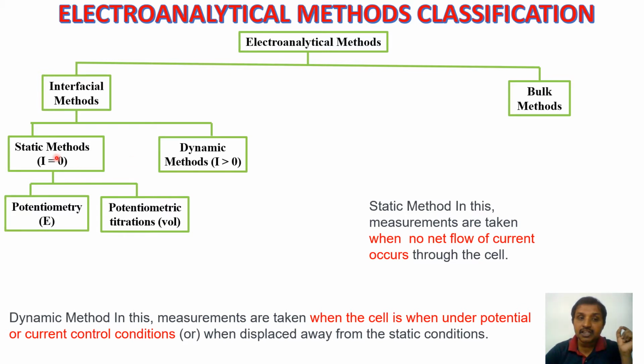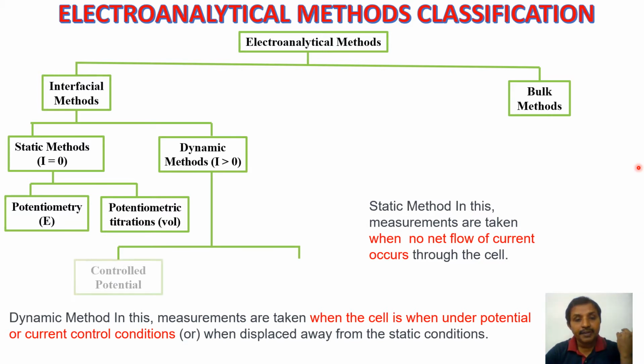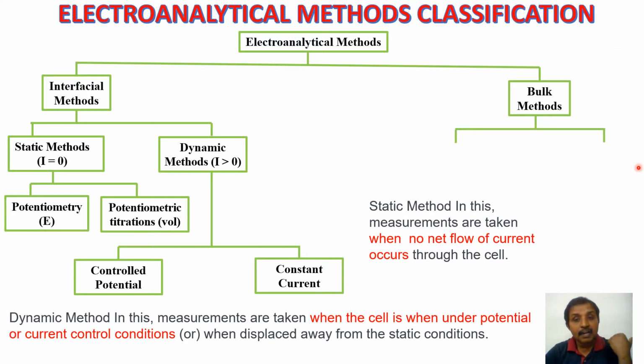In the static methods, the current flow is equal to 0, whereas in the dynamic methods, the current flow is not equal to 0. That is, the flow of current is under controlled conditions. Now, dynamic methods are further classified into two types: controlled potential methods and constant current method.